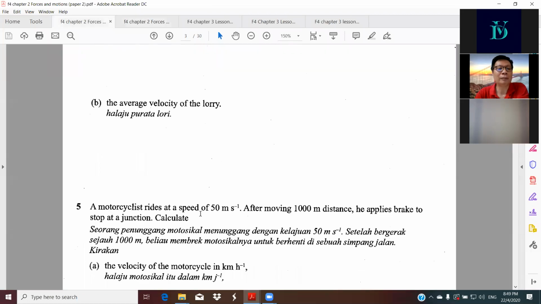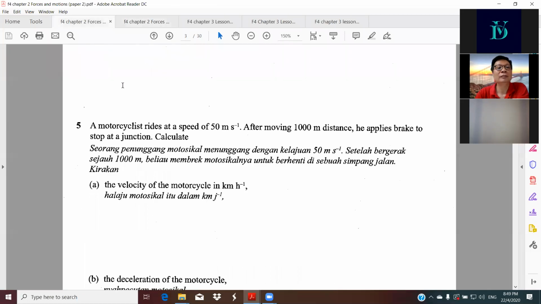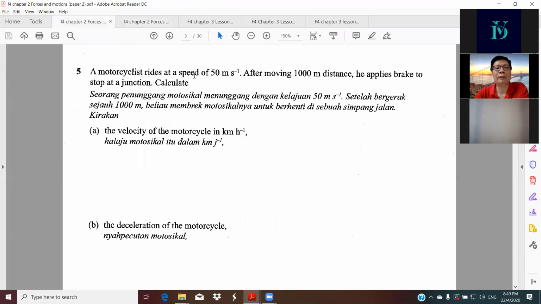Okay, question number 5. A motorcyclist rides at a speed of 50. After moving 1,000, right, he applies the brake to stop. Final velocity is 0, stopped, right? Now the question: what is the velocity in kilometers per hour?